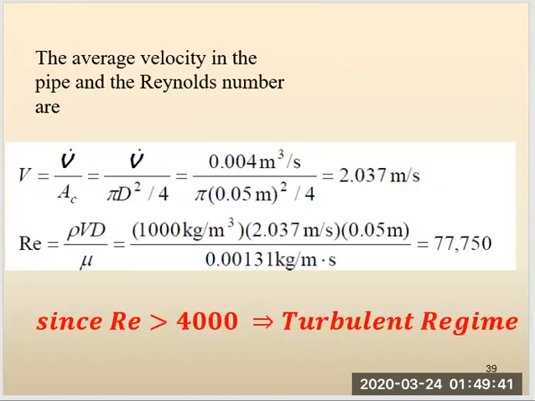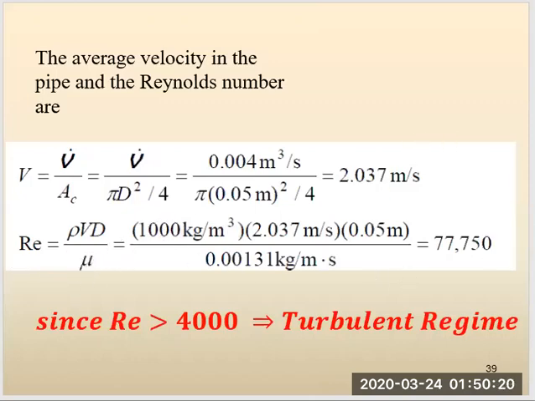To calculate the Reynolds number, we need to know the velocity, to use this equation, rho VD over mu. Mu is dynamic viscosity, which has a unit of kilogram per meter second in SI unit. Velocity is volumetric flow rate divided by the cross-sectional area of the pipe. Volumetric flow rate is 4 liters per second, or 0.004 meter cubed per second, divided by pi d squared over 4. This is velocity. And from here, we calculate the Reynolds number.